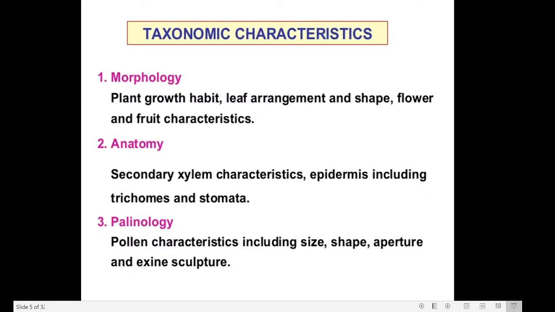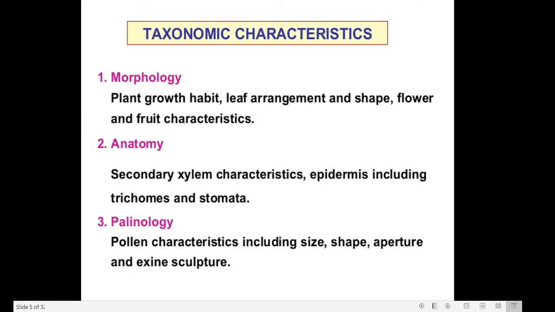In taxonomy, how do they group the plants? Based on morphology. In the morphology, there is the plant growth habit: some plants grow in 3 months, some grow over many years. Based on that they divided the groups: a 6-month plant, a 2-year plant, a 10-year plant, and so on. And leaf arrangement is very, very important. Some plants have 5 leaves at one point, some have alternate leaves on one stem.